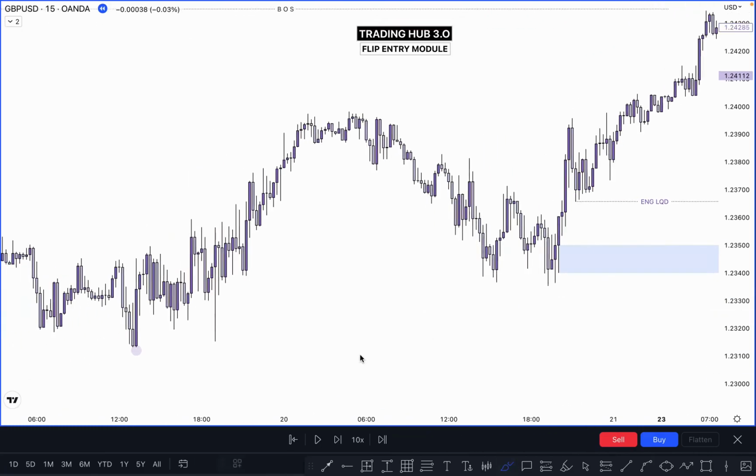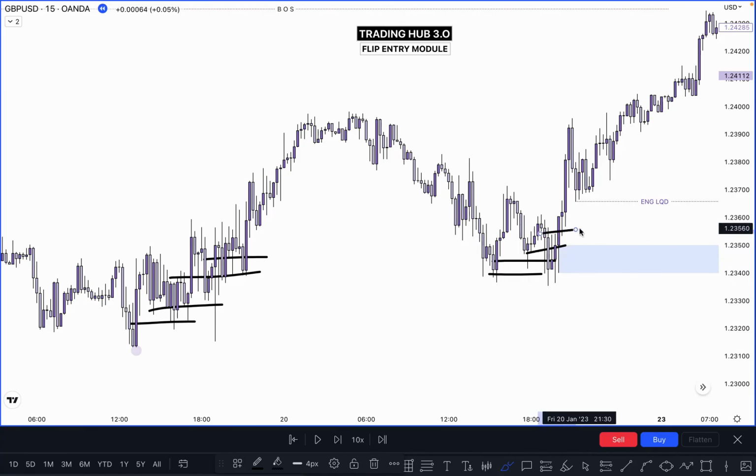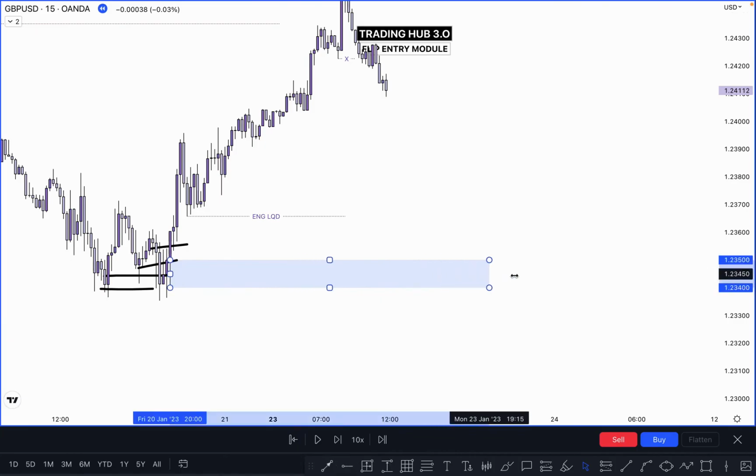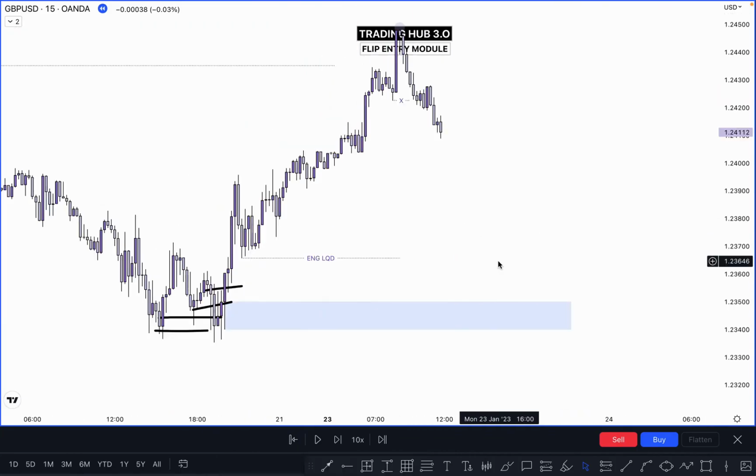Because just below it, there is no unmitigated; everything is mitigated here also, right? Everything is mitigated here. This one is our intraday liquidity, and this one is our extreme POI where we can take a decision for the buy, correct? And the first POI is here after taking out the inducement.